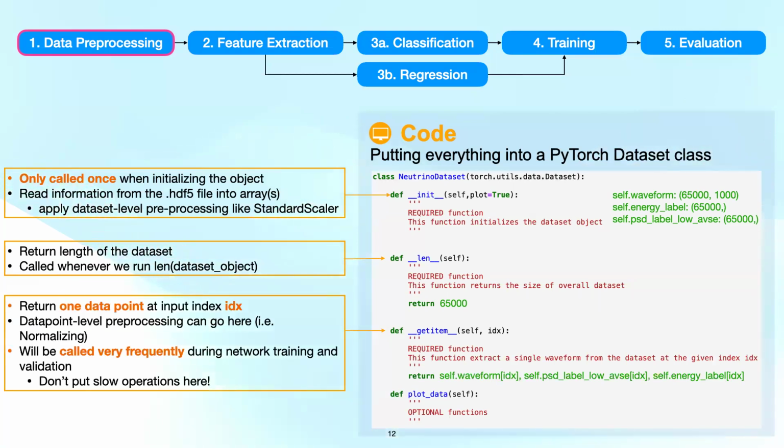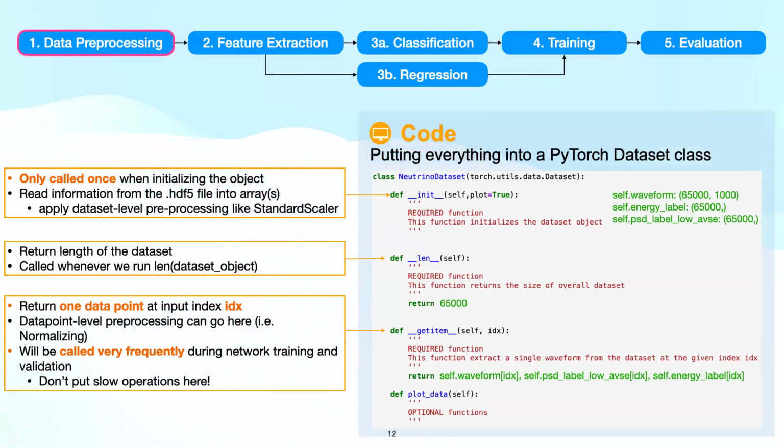The next function is probably the most important one, which is called getitem. This getitem function returns one data point given the input argument idx, which is the location of the data point I want to return. Here we can apply some data point level pre-processing. For example, if I want to normalize my waveform to all have a height of 1, I can put the processing here.